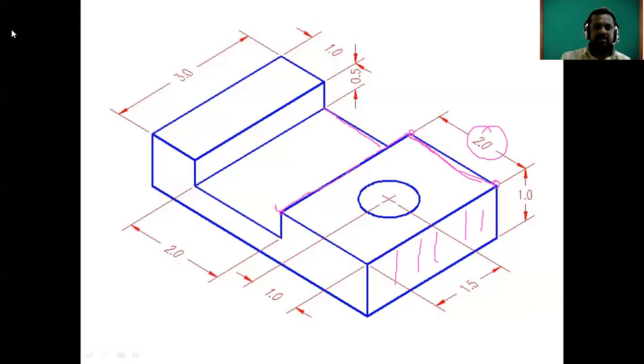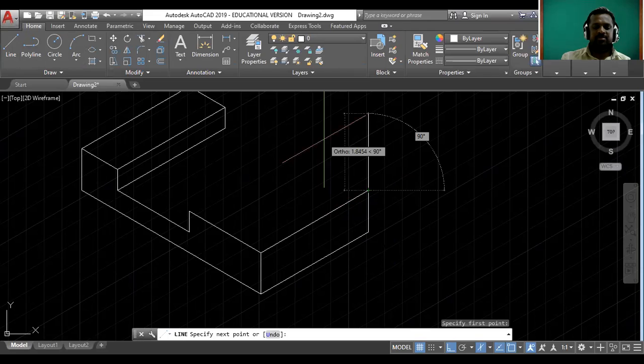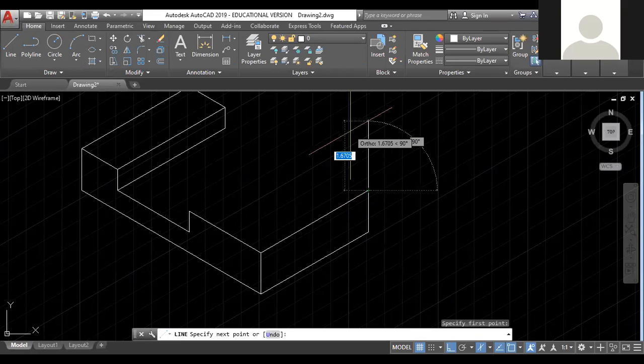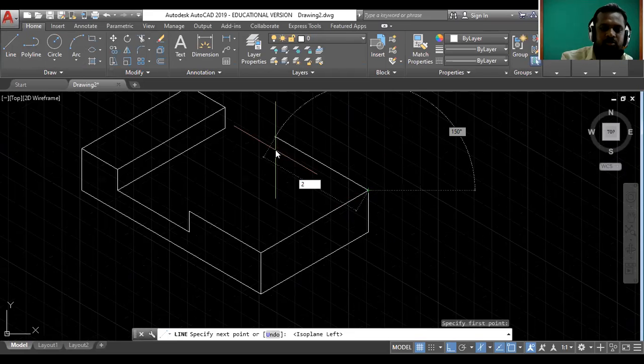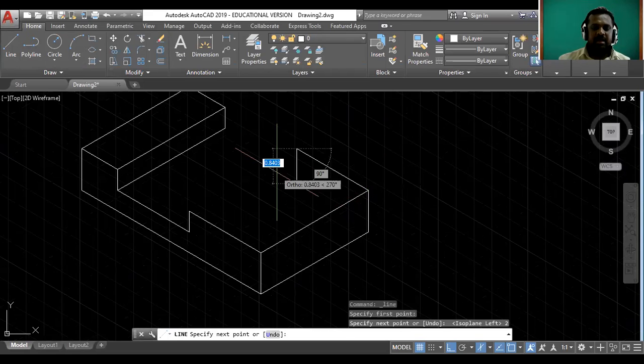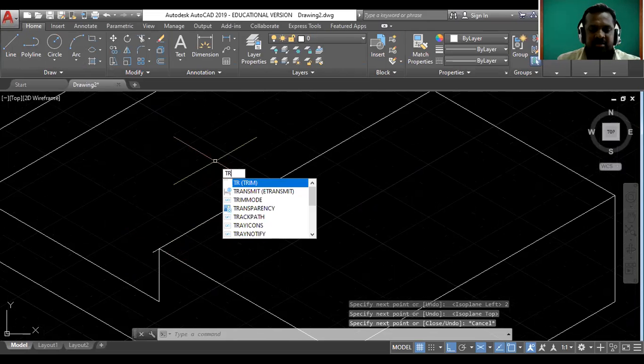Take the line, and from this point, now see here, again it is not changing the plane. How to change the plane? F5 key. In this side, the distance will be 2 mm. And then again press F5 and join to this point. It is clear? Then trim, TR, double enter.